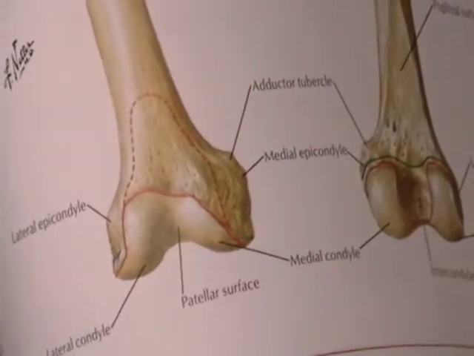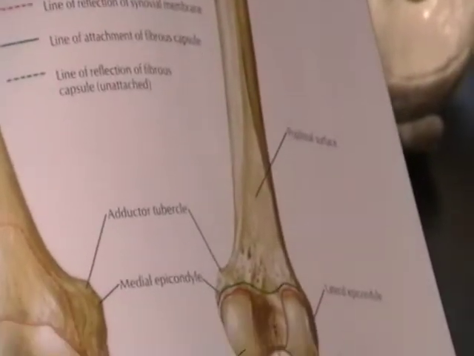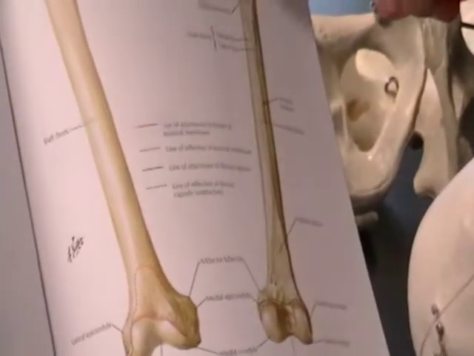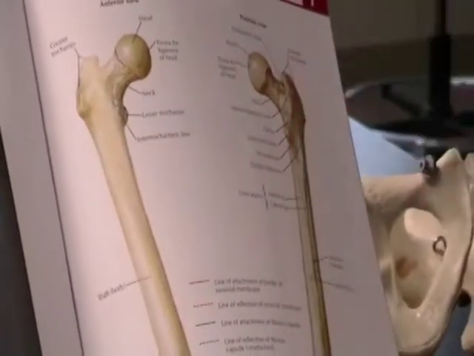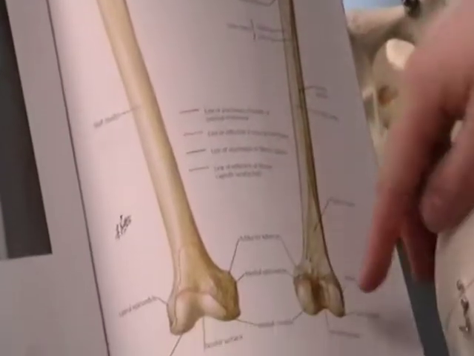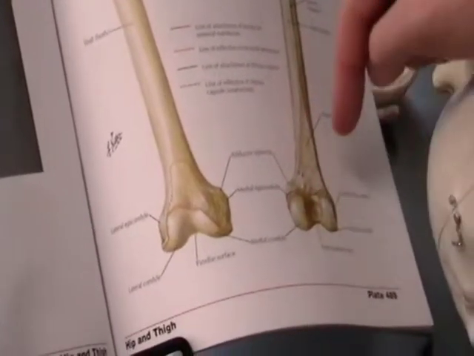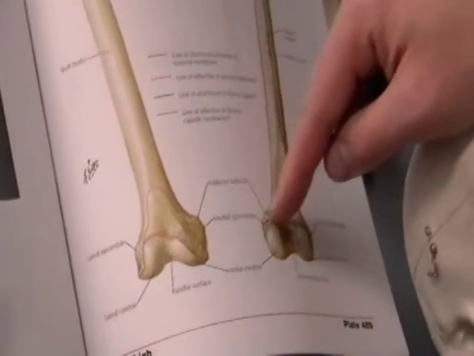And now if we go over to this side, you can see a posterior view of the femur, and you can still see all these structures we just described: the head, the fovea capitis, the neck, greater and lesser trochanters, the shaft. You can see these smooth, rounded condyles. You can see these epicondyles and the adductor tubercle.